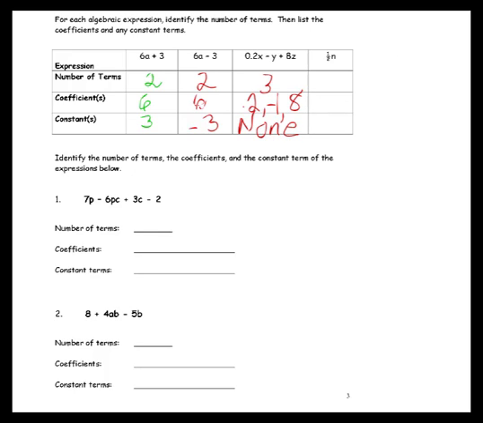All right, let's look at the last column. We have 1/2 n. The number of terms is 1. The coefficient is 1/2, and there's no constant.